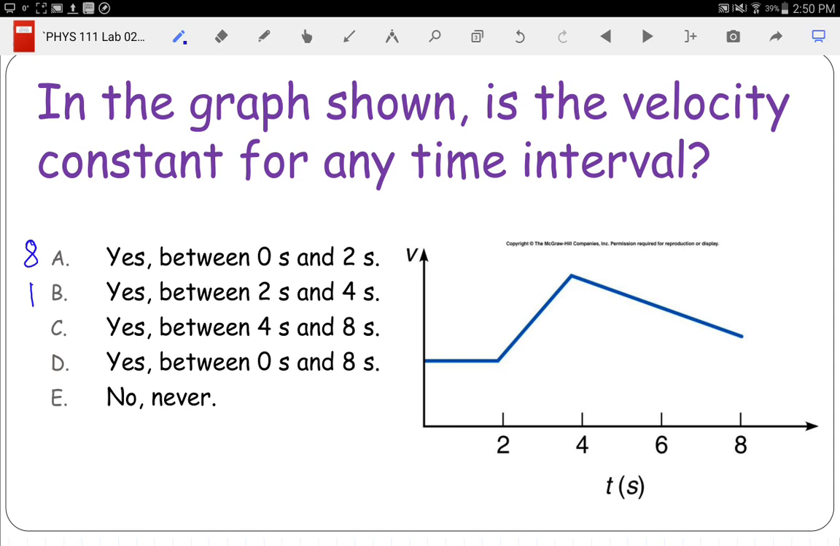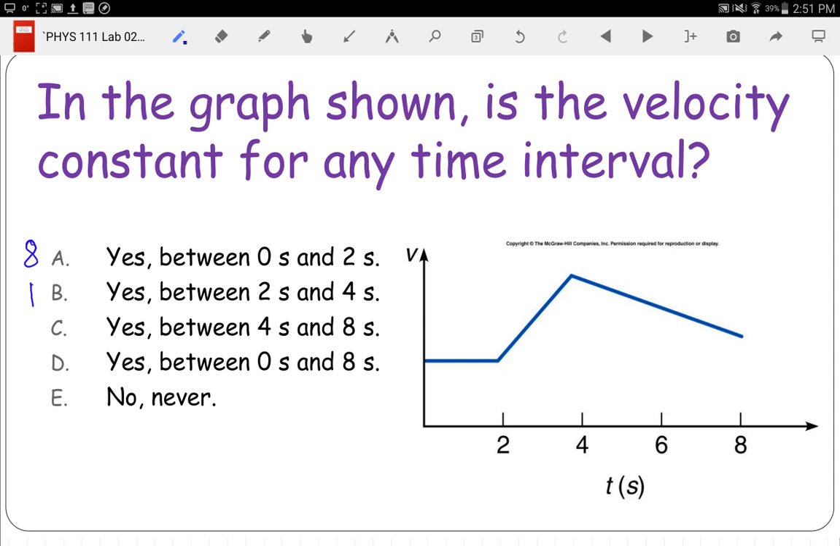Eight people said it's constant velocity from 0 to 2, and one said from 2 to 4. Now, if you look at this graph, these are all straight line segments. If it was position versus time, they would have all been constant velocity. But this is not position versus time, it's velocity versus time. So the velocity was constant only from 0 to 2, which is what almost all of you said.